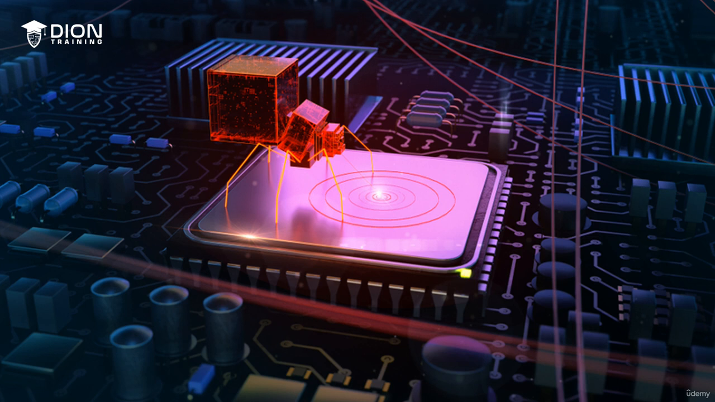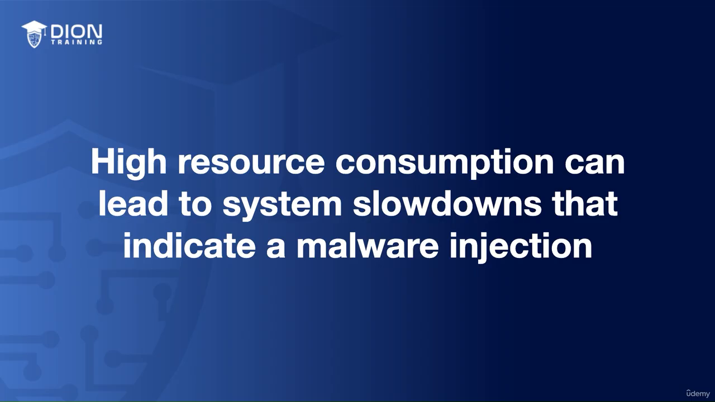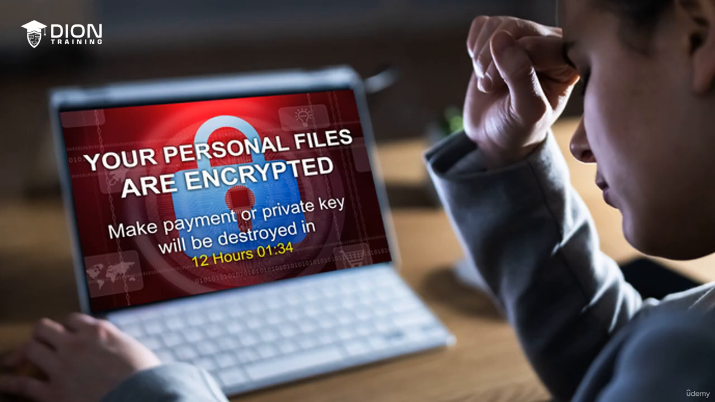Fifth, we have resource consumption. Now, many forms of malware, especially crypto miners, botnets, and worms, can consume a significant amount of system resources once you've been infected by them. If you're observing any unusual spikes in CPU, memory, or network bandwidth utilization that can't be linked back to a legitimate task, that could be an indication that you're the victim of a malware attack. High resource consumption can also lead to system slowdowns that make it very noticeable and impactful that you have a malware injection occurring.